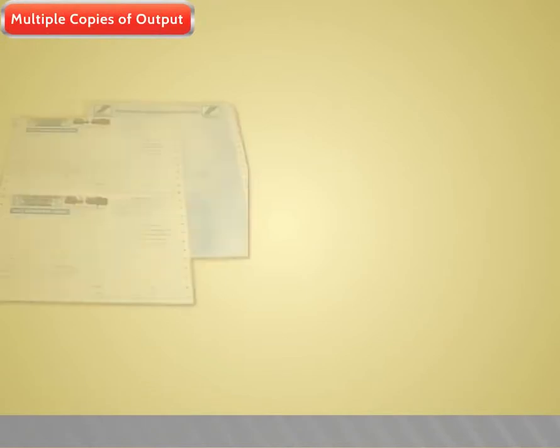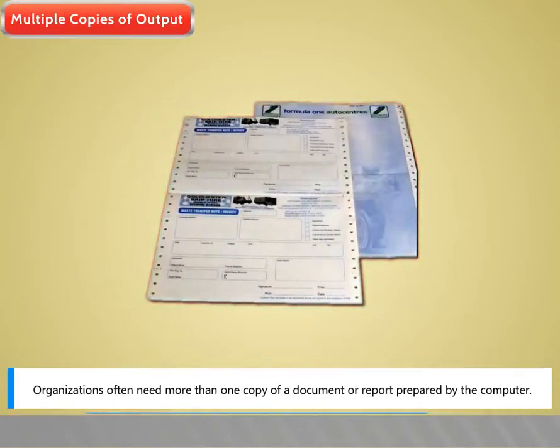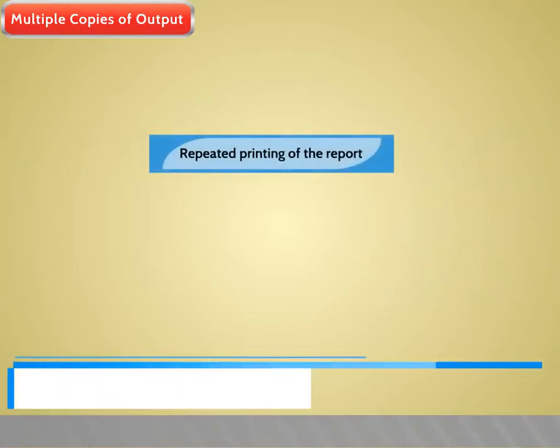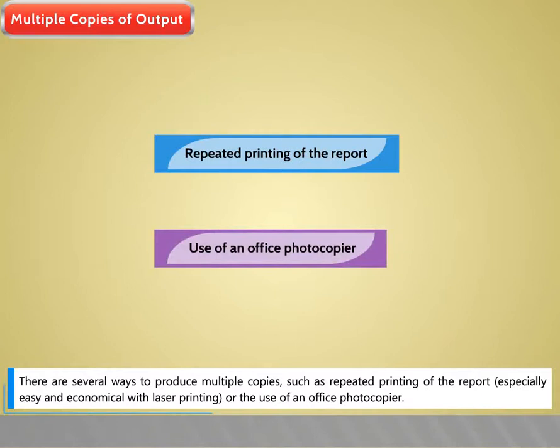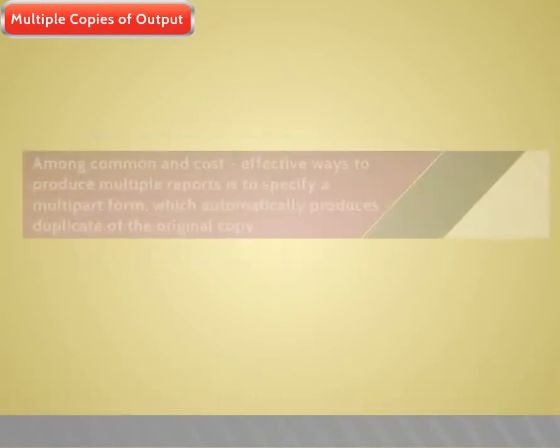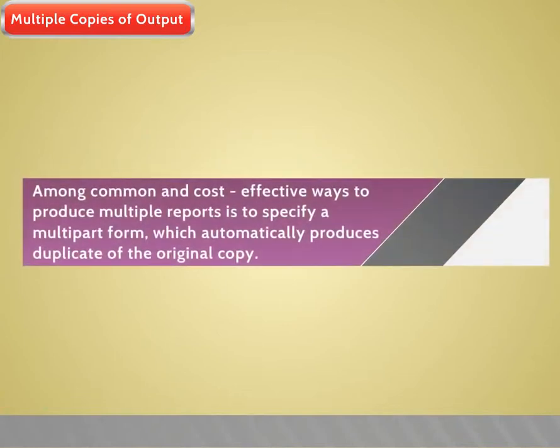Multiple copies of output. Organizations often need more than one copy of a document or report prepared by the computer. There are several ways to produce multiple copies, such as repeated printing of the report, especially easy and economical with laser printing, or the use of an office photocopier. Among common and cost-effective ways to produce multiple reports is to specify a multi-part form which automatically produces duplicates of the original copy.